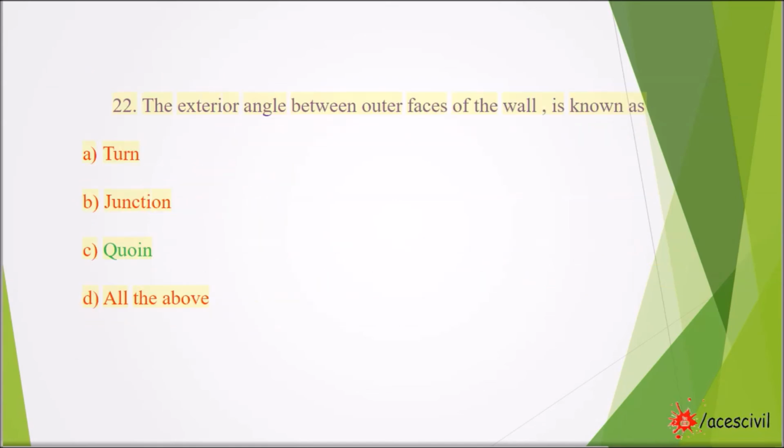23. The exterior angle between outer faces of the wall is known as: a. Turn. b. Junction. c. Quoin. d. All the above.